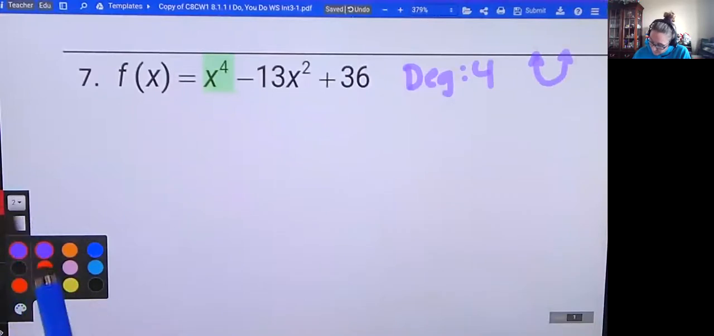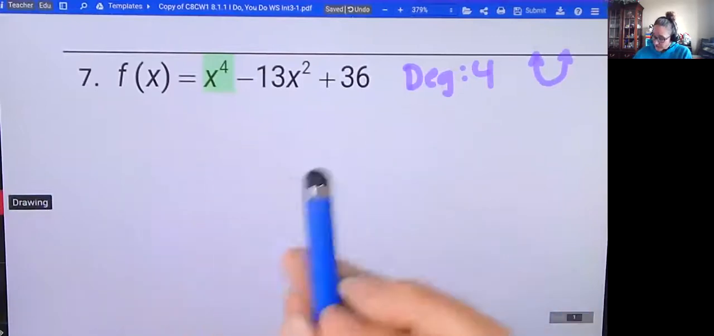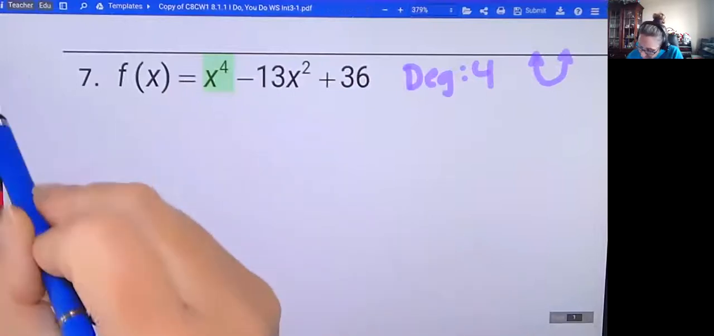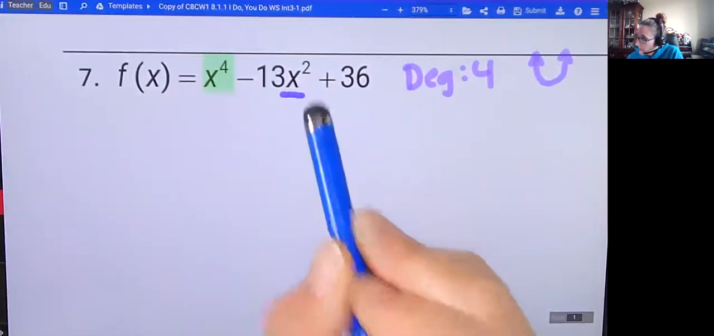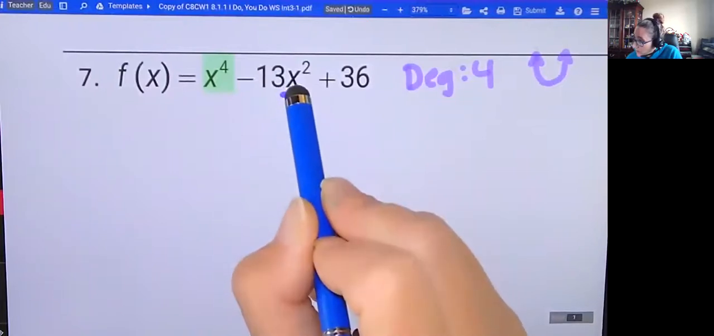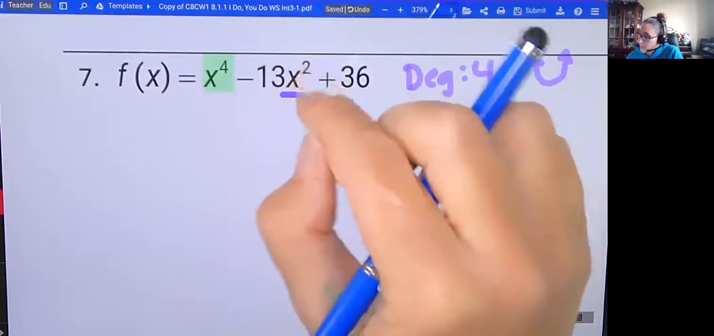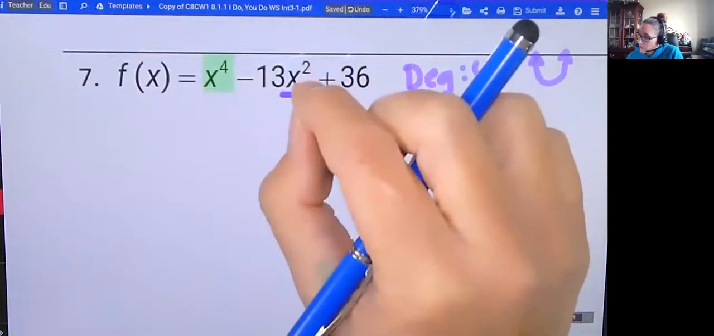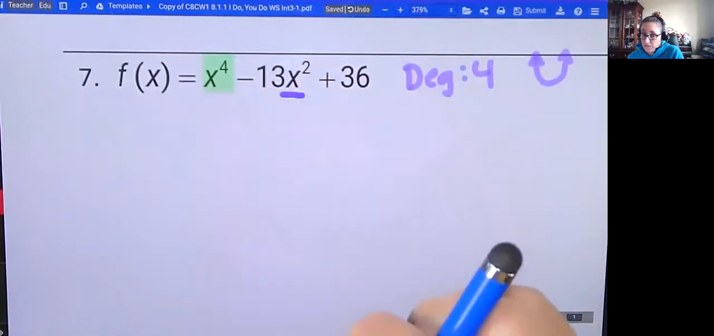Now I'm going to factor, okay? And so when I factor this, the way I think about this is one of those, I call it quadratic in nature, where if I look at this middle term here, if I look at this x squared, and if I square x squared, I get x to the 4th. So if you take the variable here with the power, ignore the 13. If you take this x squared and you can square it and get this, then it is quadratic in nature.